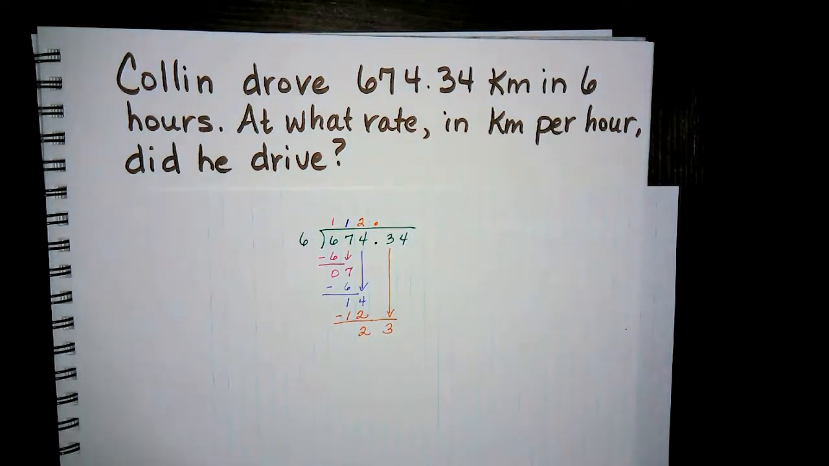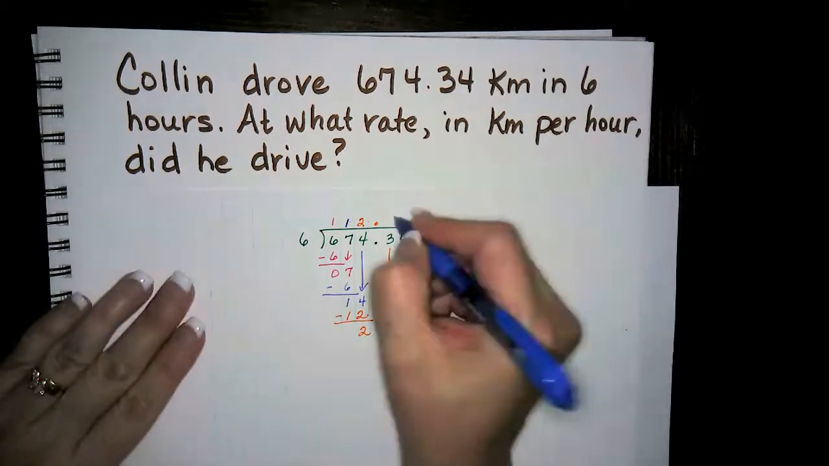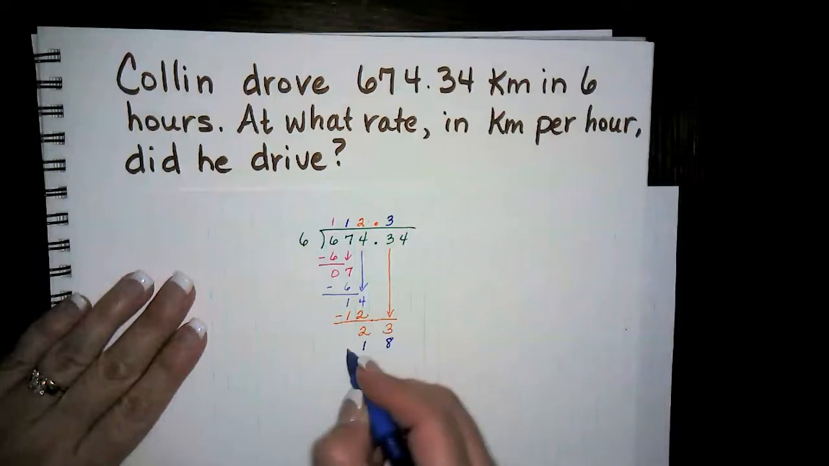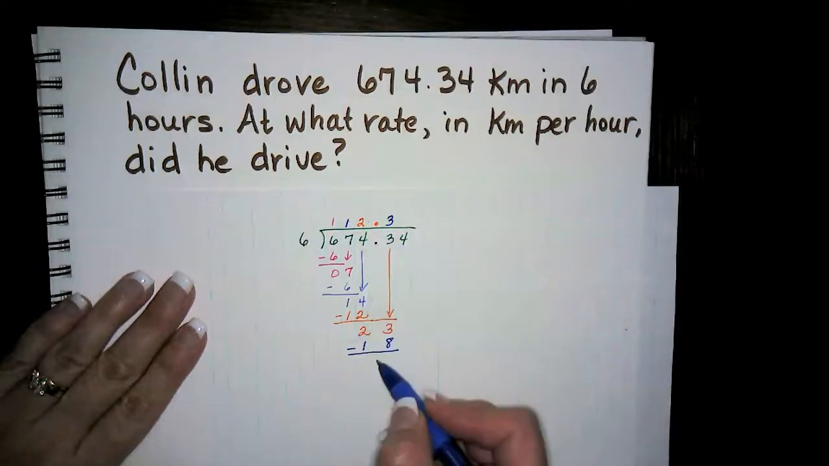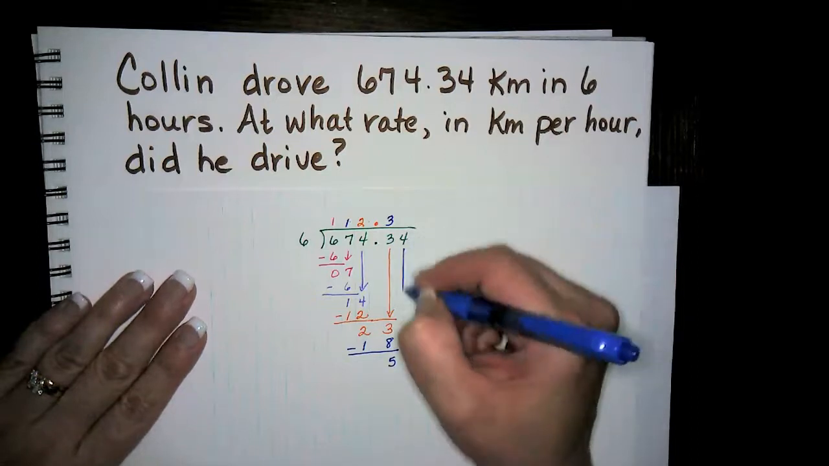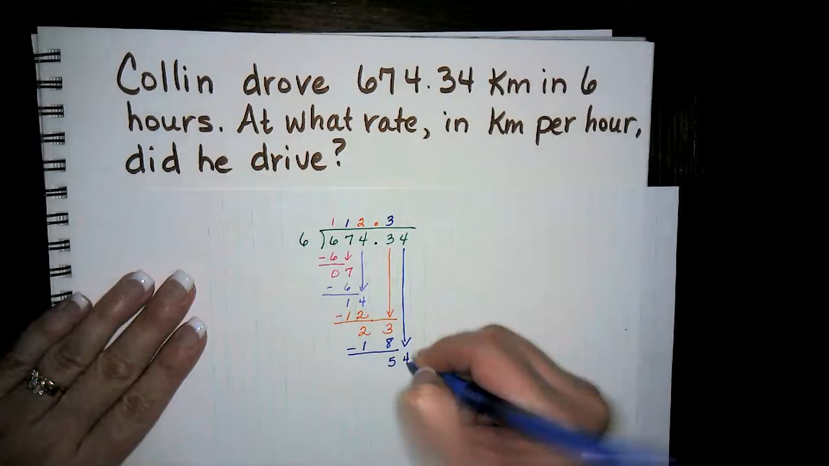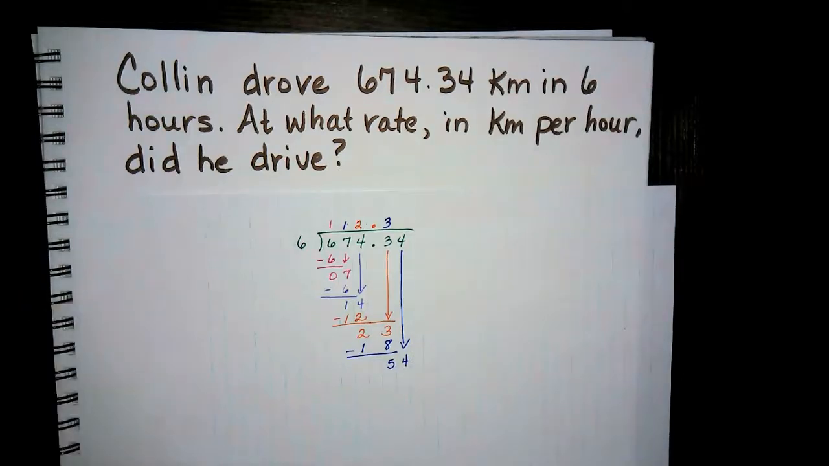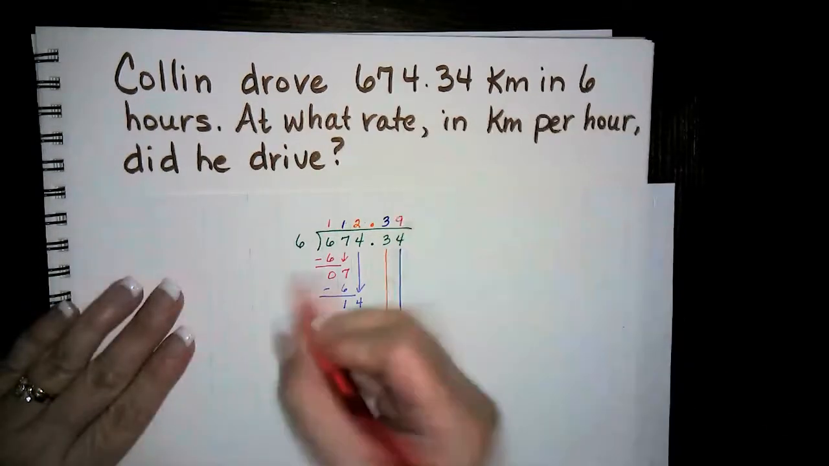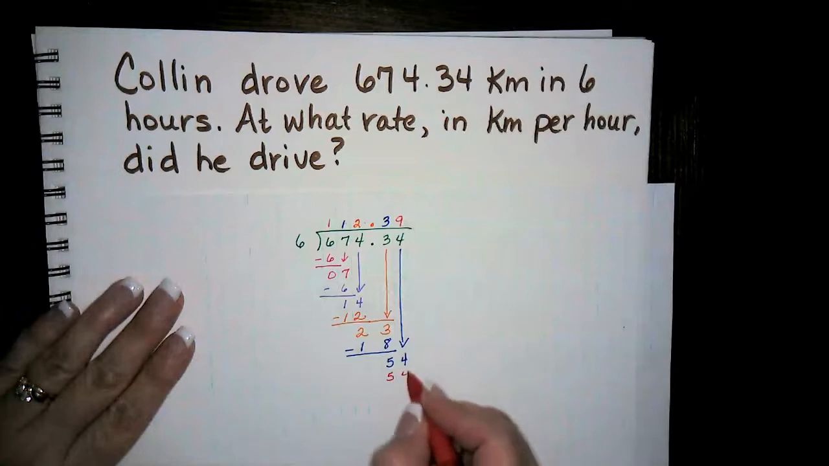So I ask myself, 6 goes into 23 how many times? That's going to be 3. So 3 times 6 gives me 18. Don't forget, we're skipping over that column that had the decimal. 23 minus 18 gives me 5. And then I'm bringing down the 4. And finally, now we ask ourselves, 6 goes into 54 how many times? And that is 9. So 9 times 6 gives me 54, and we have a remainder of 0.